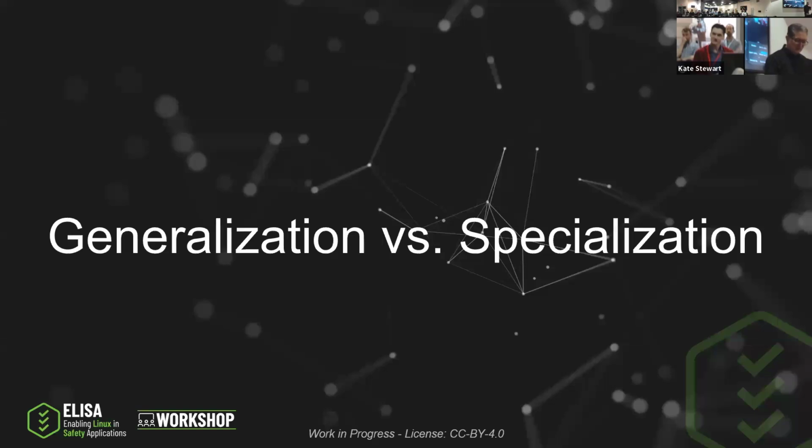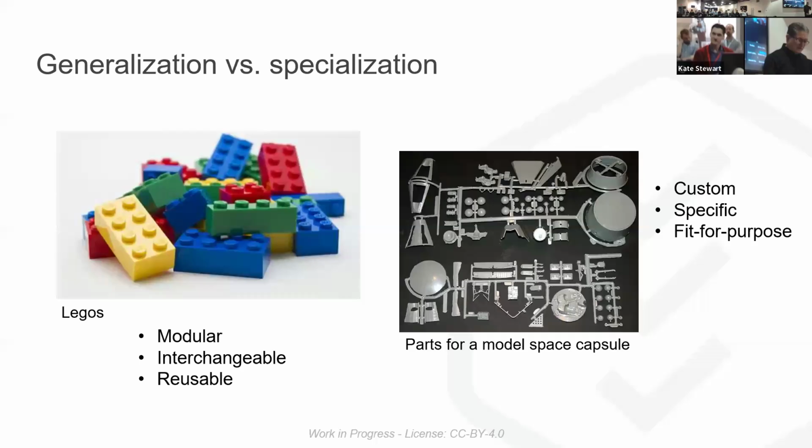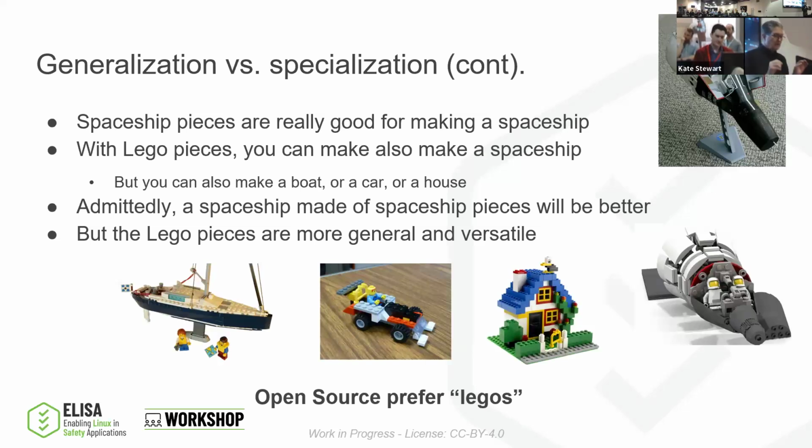Okay, a couple more things real quick. So generalization versus specialization, right? You all know the difference between Legos and a custom model. On the right there are the parts for a model space capsule, right? Those are custom, they're specific, they're fit for purpose. So you can take those spaceship pieces and make the best spaceship possible, a capsule that functions properly, exactly what you want it to do.